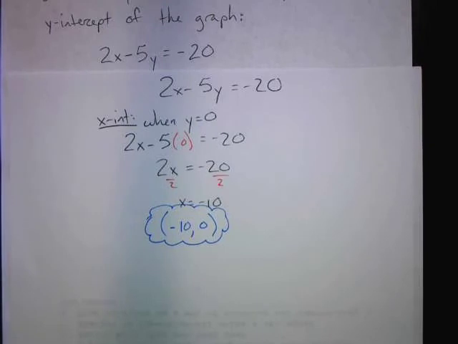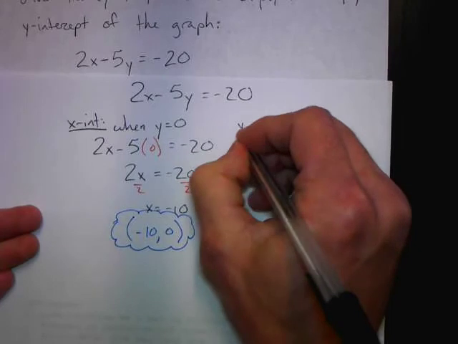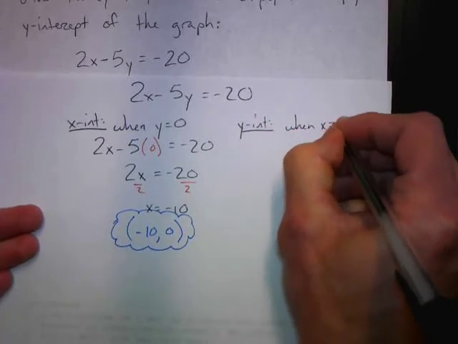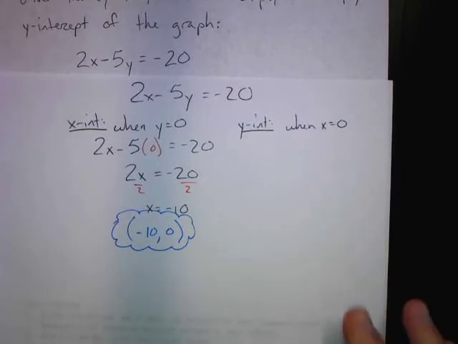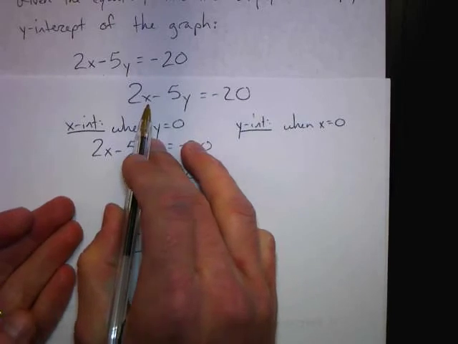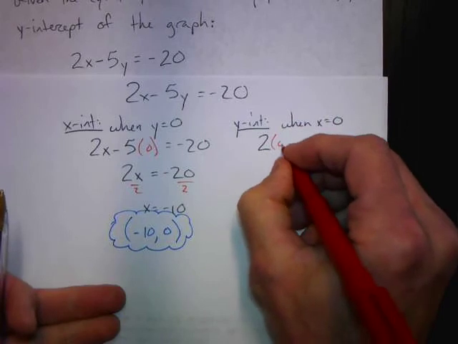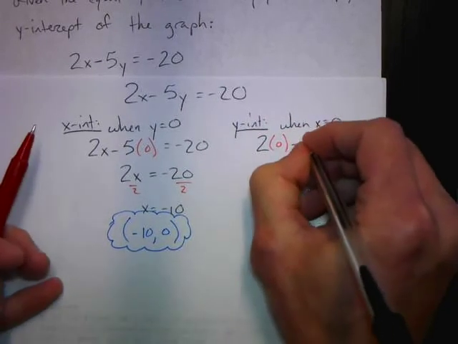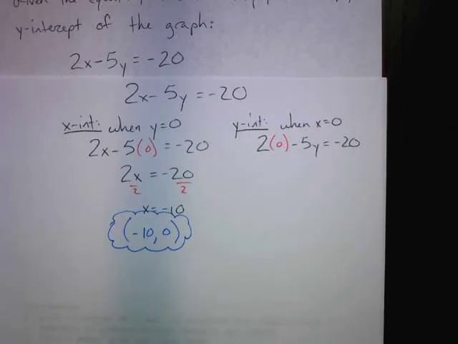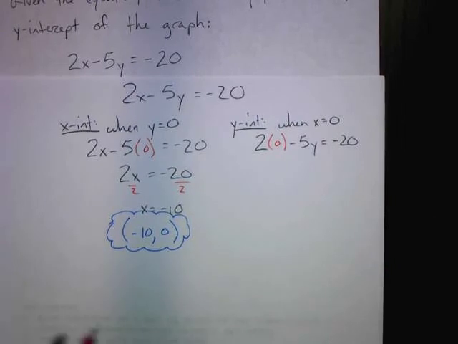Now, the y-intercept. The y-intercept is when x is 0. And so we're going to play the what-if game here. What if in this equation x was 0? So we have 2x minus 5y equals -20. And then we're going to find out, what would y be? If x is 0, what is y? So we crunch some numbers.